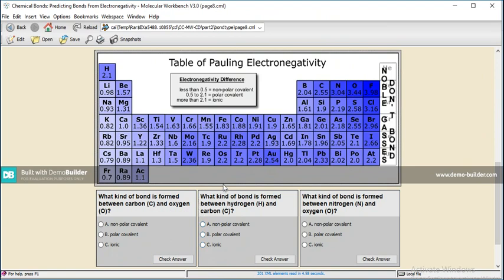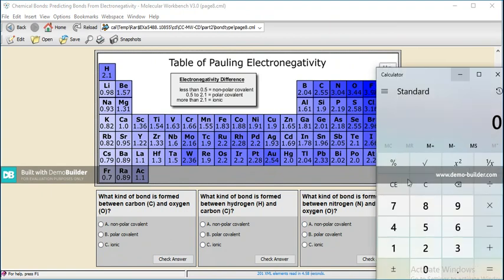So here we have to use a calculator. The electronegativity of carbon is 2.55 and the electronegativity of oxygen is 3.44. When we take the difference by using a calculator, 3.44 minus 2.55, we have 0.89. You come here, 0.89 is located between 0.5 and 2.1, which means that the bond will be a polar covalent bond. So the bond between carbon and oxygen is a polar covalent bond.